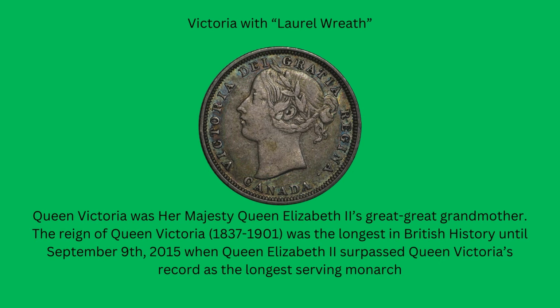So our first effigy in Canada on coinage was Victoria with laurel wreath. Queen Victoria was Her Majesty Queen Elizabeth II's great-great-grandmother. The reign of Queen Victoria was from 1837 to 1901. It was the longest in British history until September 9th, 2015, when Queen Elizabeth II surpassed Queen Victoria's record as the longest-serving monarch.